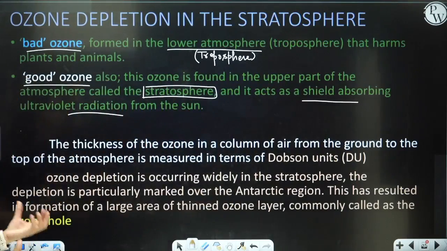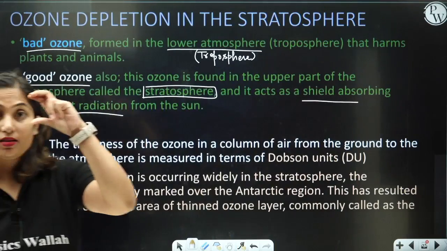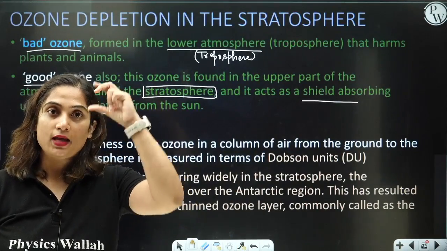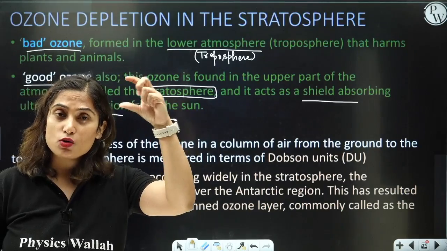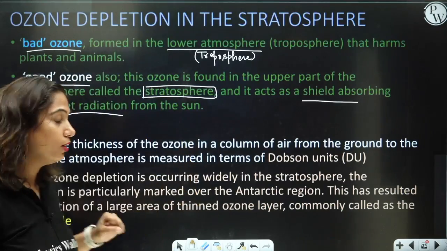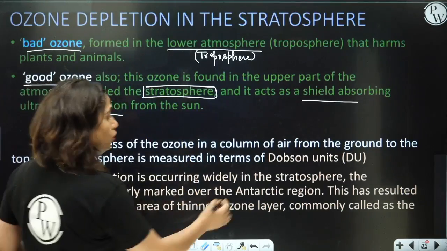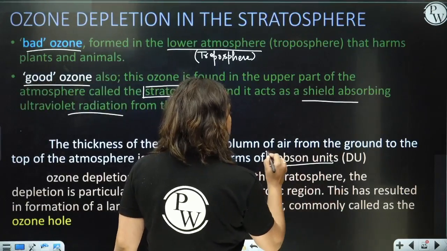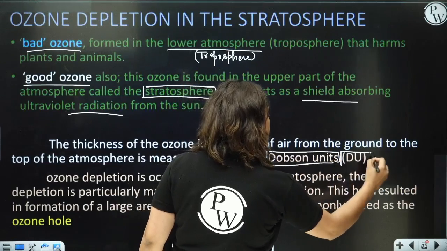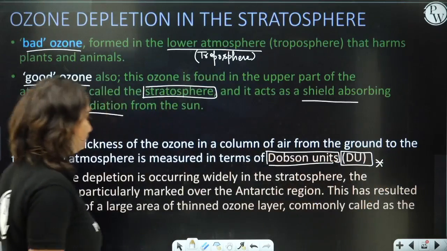Okay, now how do we measure the thickness of the ozone in the atmosphere? The thickness of the ozone layer is measured in the unit Dobson unit. It is measured as Dobson units, that is DU.